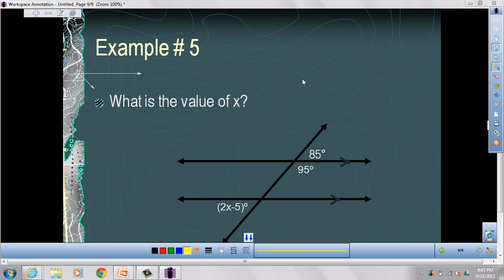And because they're congruent, we can just put 85 is equal to 2x minus 5. To solve this, we would add 5 to both sides. So now I have 90 equals 2x, and we divide both sides by 2, giving us x is equal to 45. Okay, so this angle and this angle are alternate exterior angles, and they are congruent when we have parallel lines.